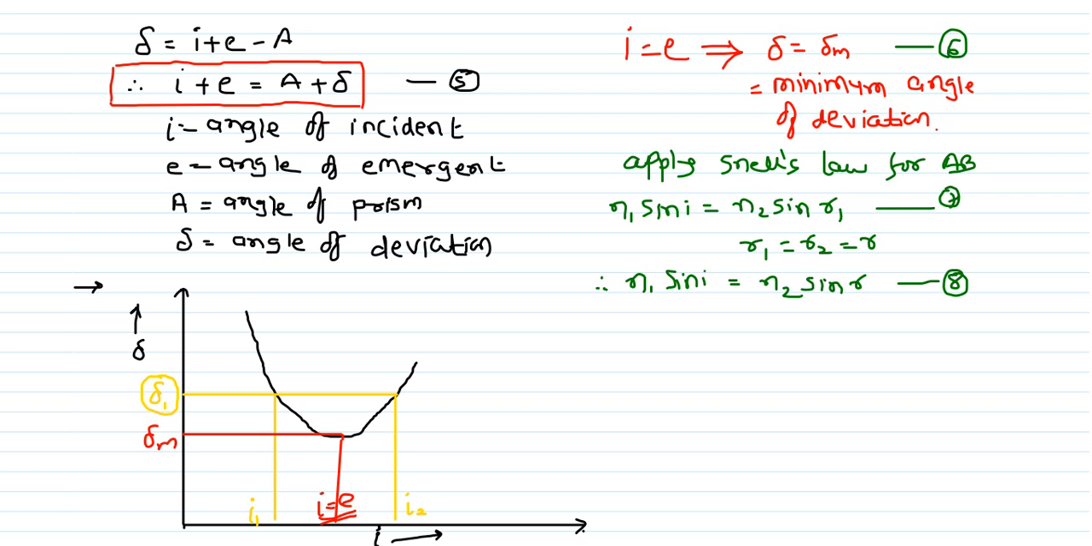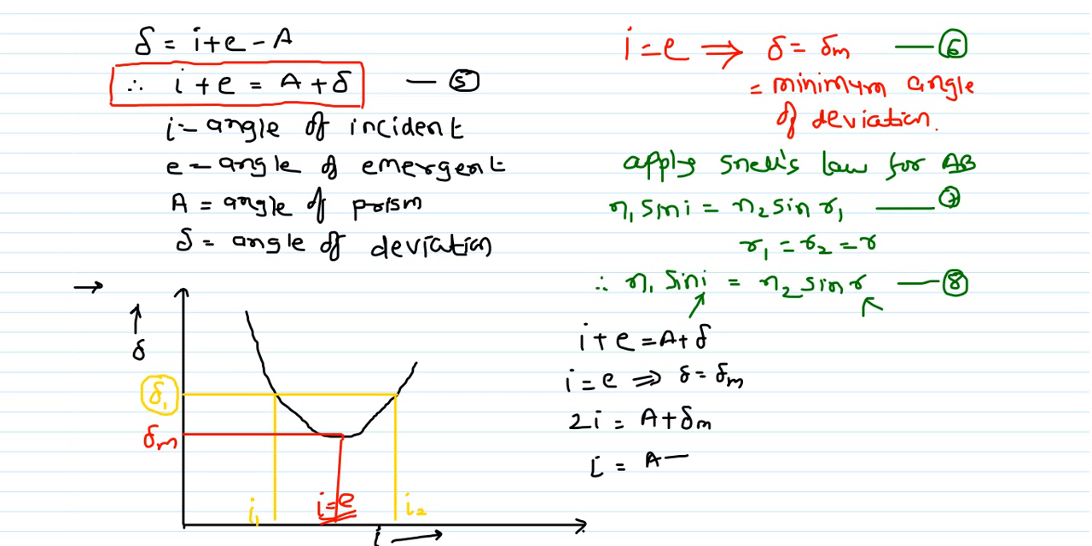Let's go, now I have to find I and find R here. Okay, so just focus here. Suppose I plus E is equal to A plus delta. So when I is equal to E, then delta is equal to delta m. So in place of E, we substitute I, that is 2I is equal to A plus delta m, that is the minimum angle of deviation. So I is equal to A plus delta m by 2.